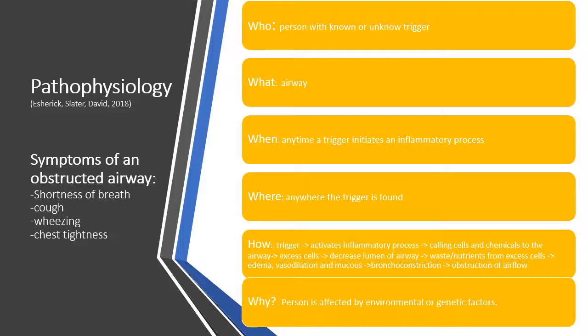Why do people get affected or have asthma? It is due to genetic or environmental factors. Now, if you're experiencing obstruction of the airflow, people show up with symptoms of shortness of breath, cough, wheezing, and they usually complain of chest tightness.